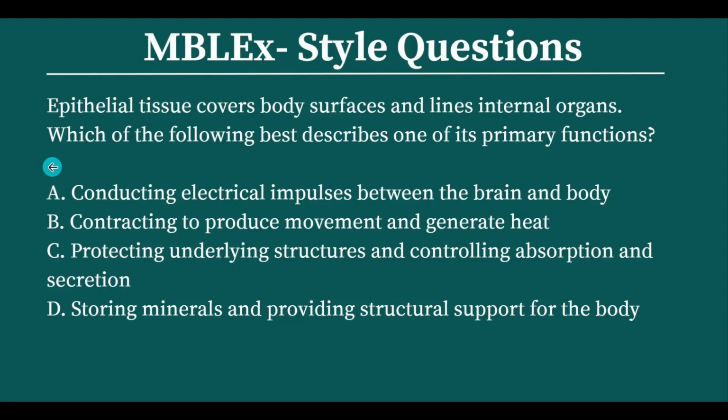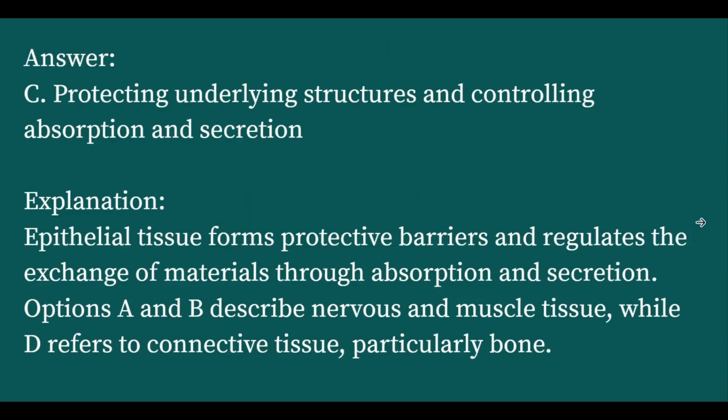Does it A, conduct electrical impulses? No, that would be nervous tissue. Does it B, contract to produce movement and generate heat? No, that would be muscle tissue. Does it C, protect underlying structures and control absorption and secretion? That sounds a little bit more like it. Or D, stores minerals and provides structural support for the body? That would be bone connective tissue. So it has to be C. Protects underlying structures and controls absorption and secretion.